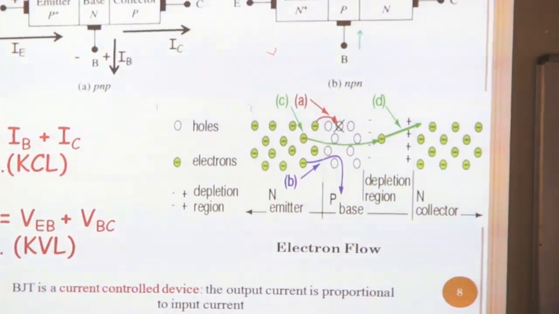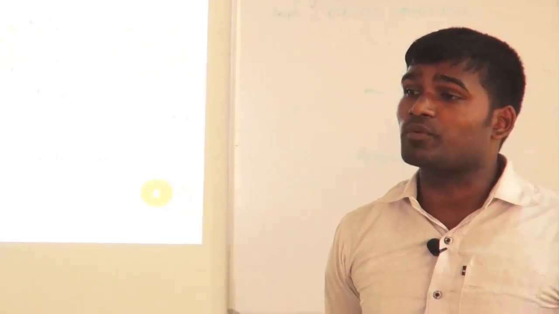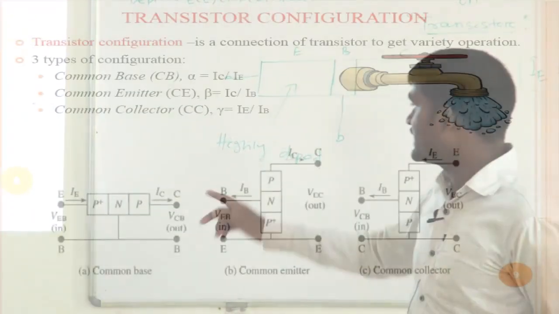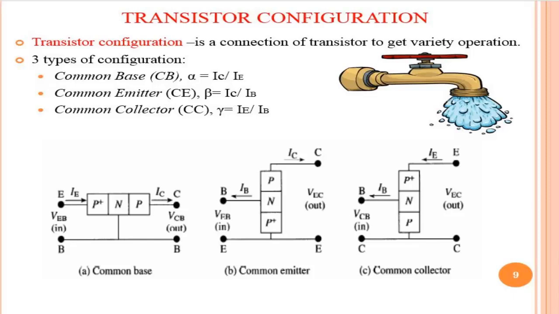Next, BJT is a current control device because the output current is directly proportional to the input current. But FET is a voltage control device. Voltage is given, and output current is controlled. Next, transistor configuration.